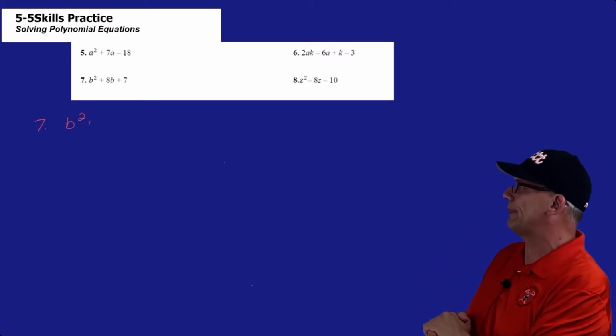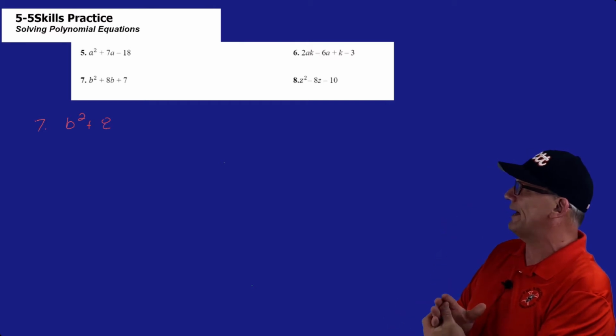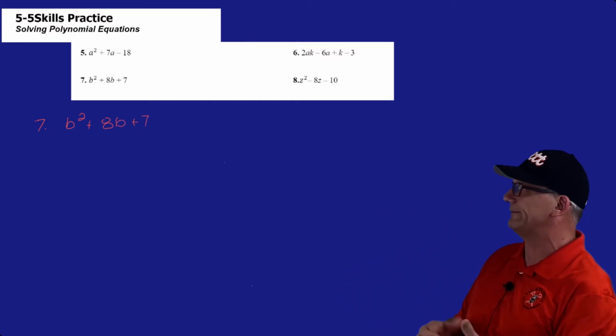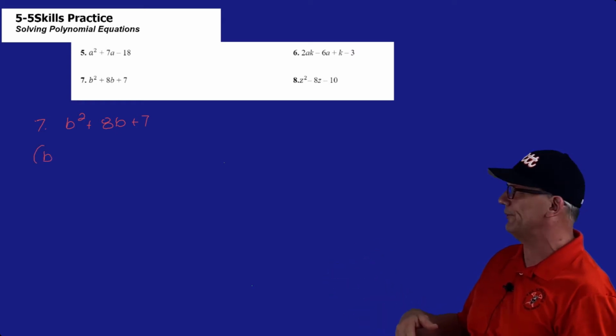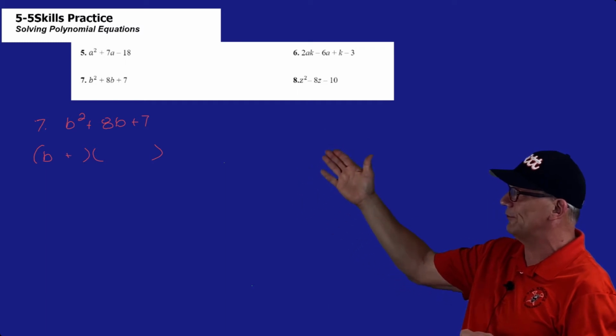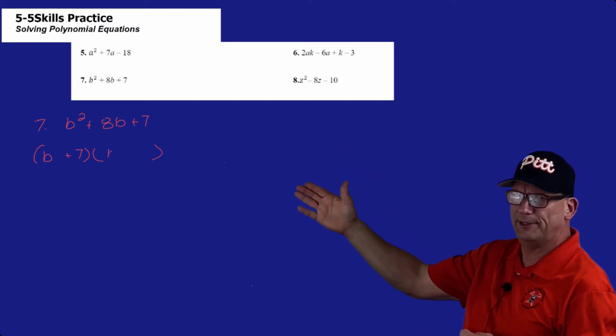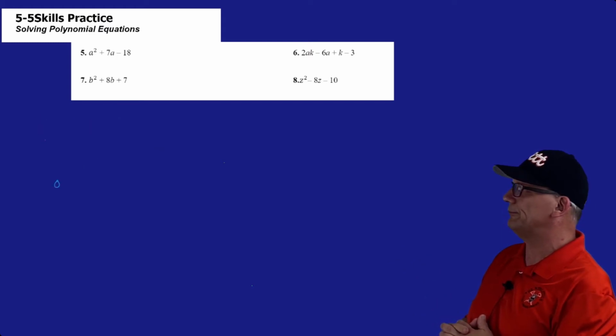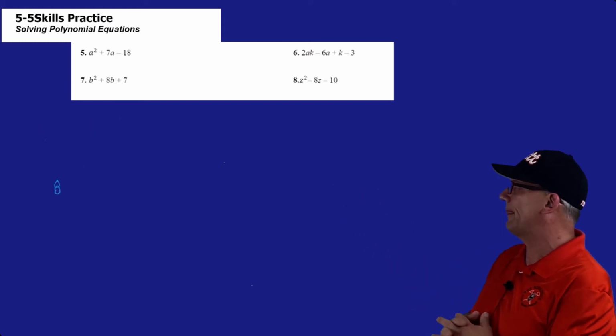All right, number 7. Are there two numbers that multiply together to 7 that add to 8? Well, yeah, 7 times 1 and 7 plus 1. So we know those are our factors because the factors have to multiply to C and add to B, and B is 8. So b plus 7, b plus 1. Put it in factored form, you're done.